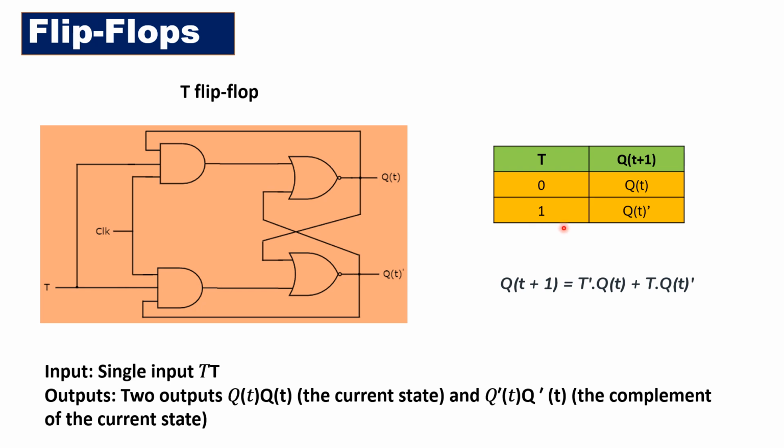When T is equal to 1, the output Q of t toggles its state. It is the complement of the present state. The T flip-flop can maintain its current state or toggle to the opposite state based on the value of T at the moment of clock transition. This makes it useful in applications such as counters and frequency dividers where toggling behavior is desired.